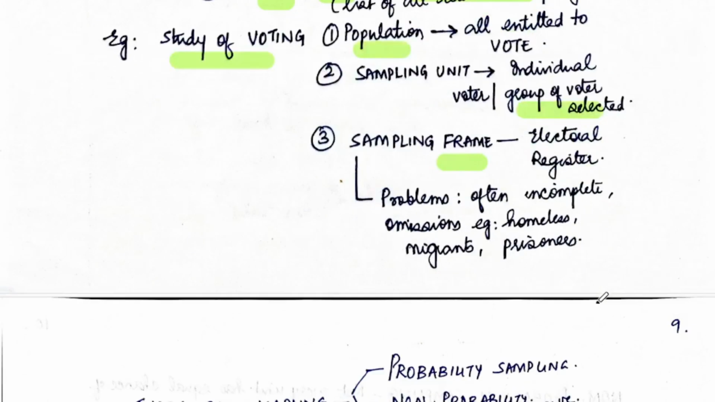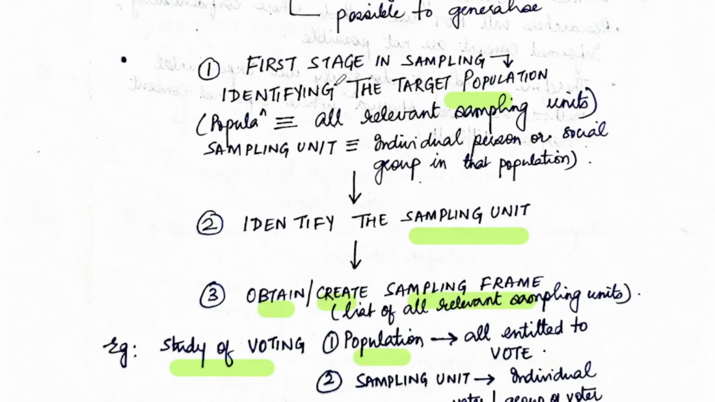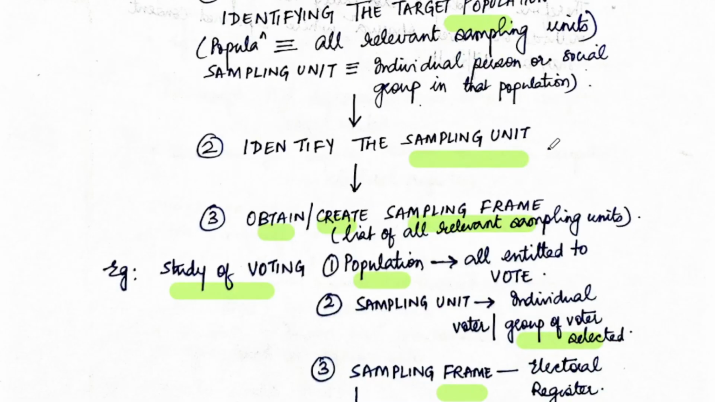For example, in cases of homeless people or migrants or even prisoners. So there are certain risks attached to this sampling frame: we might miss names of mobile or marginalized groups, or there could be risk of certain bias, and certain people's names might be missing. But overall, this is how sampling goes about. The first stage is where we identify the target population whom we want to study. Second, we identify the sampling unit, and third, we create a sampling frame.